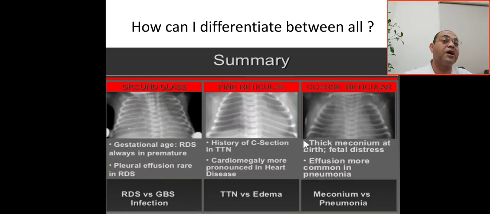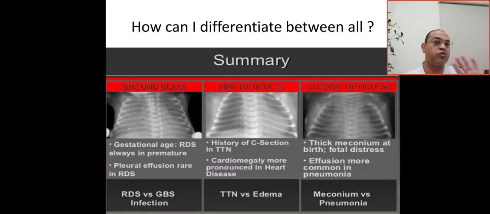And the third one, if there is coarse infiltrate or reticular infiltrate, this means meconium aspiration due to particles, due to material, so due to meconium, or due to pneumonia, due to the infiltrate. This is how to differentiate between the categories, or the common diseases in the ICU, on the X-ray by the densities or by opacities.